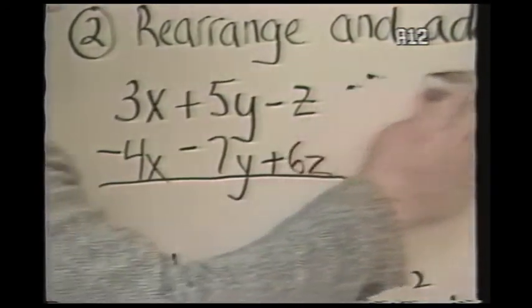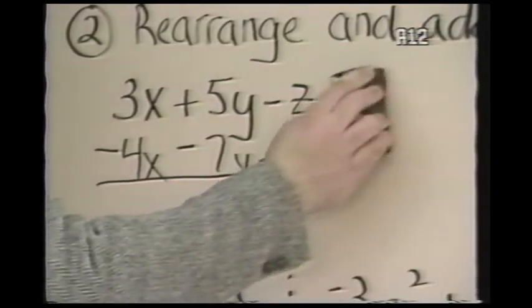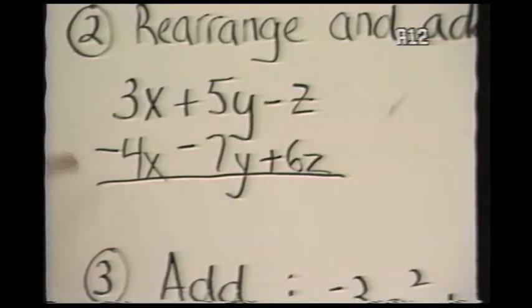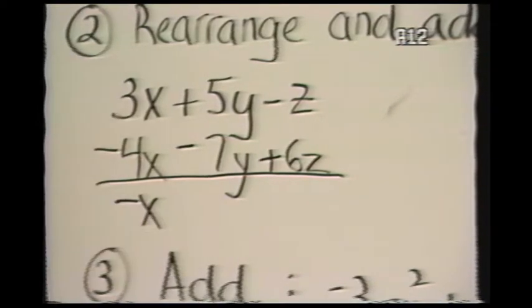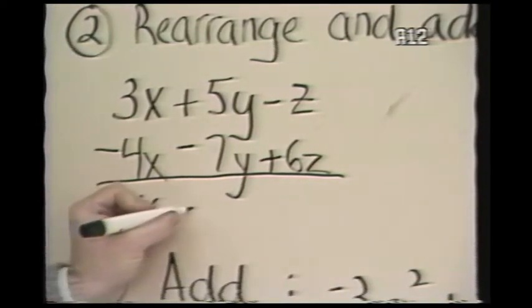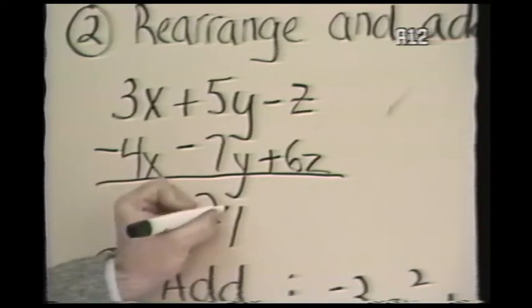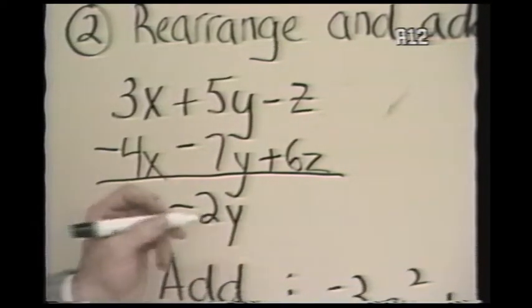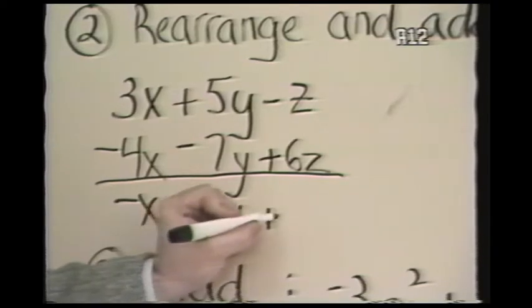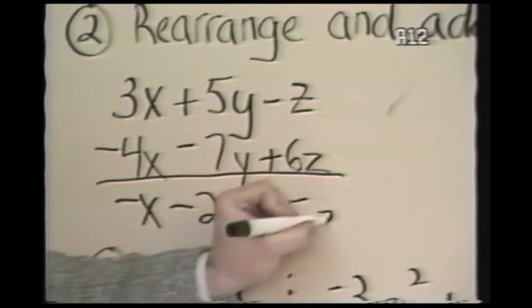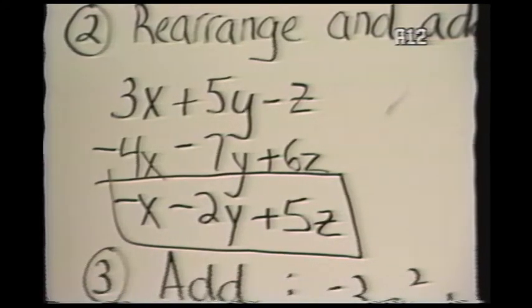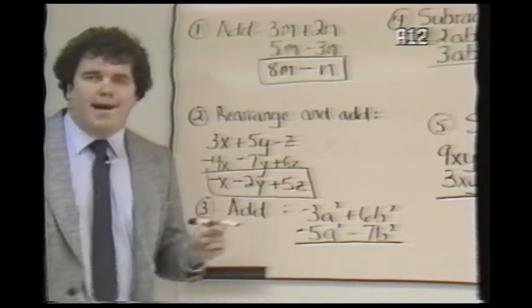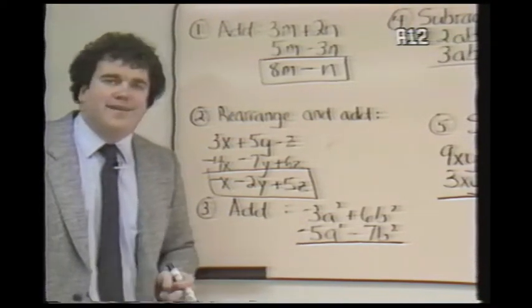I can now get rid of this. And now I add. 3x and negative 4x is minus x. Positive 5y and negative 7y is negative 2y. And minus z plus 6z is positive 5z. My answer: minus x minus 2y plus 5z. Never combine unlike terms. That's the whole key.